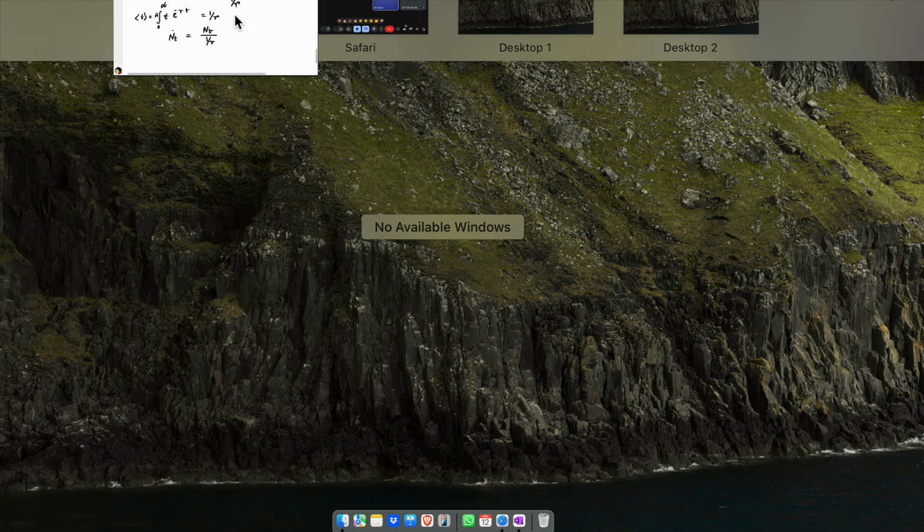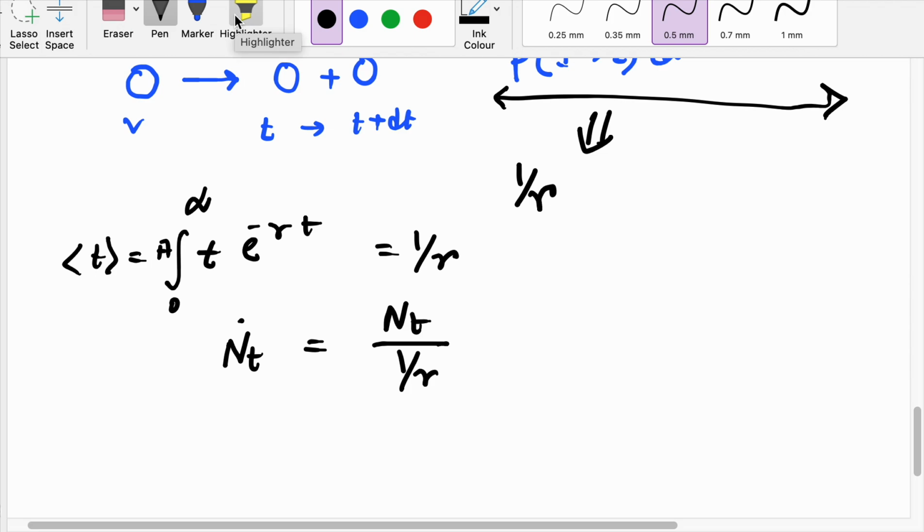So I view it like this. Say Nt dot, I mean, probably this Nt dot stands for dNt by dt. Yes. Is it okay? All right. So then this dNt by dt is equal to the population at the timestamp t multiplied by r, or divided by 1 by r, which is the average. Yeah, it's fine.